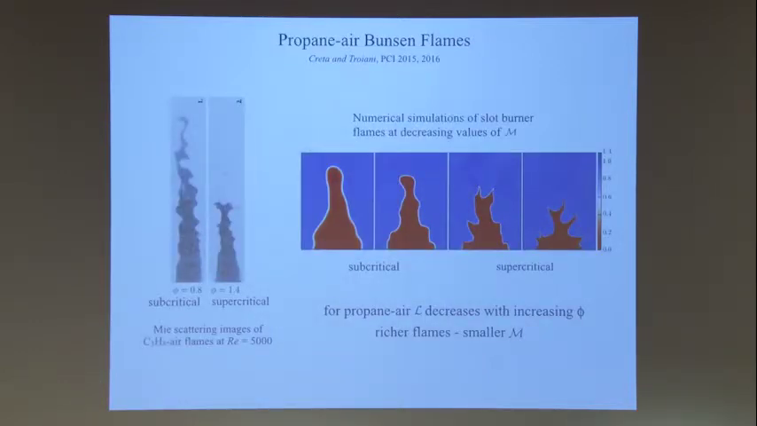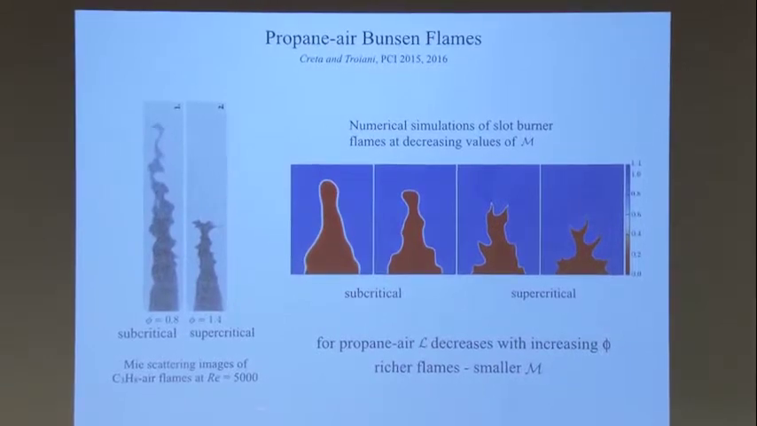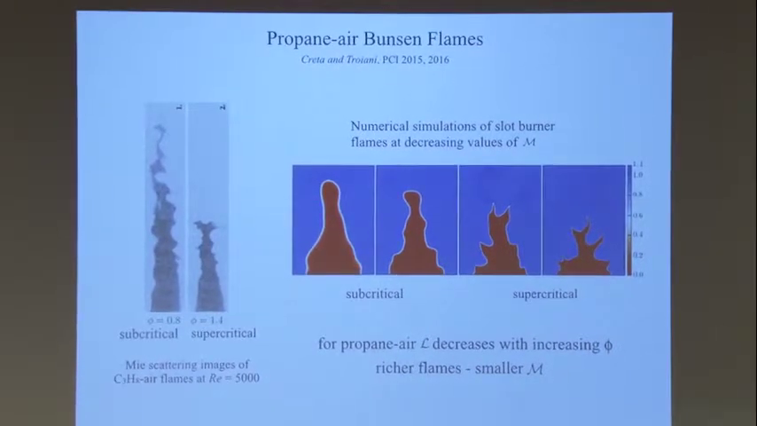Those are pictures taken from Creta and Troiani in Rome, and they have done this two-dimensional calculation. Actually, maybe someone in the audience has also helped them to do some of those. I won't embarrass anybody by saying names. And so you can see that there is a more subcritical nature and a more supercritical nature to this.